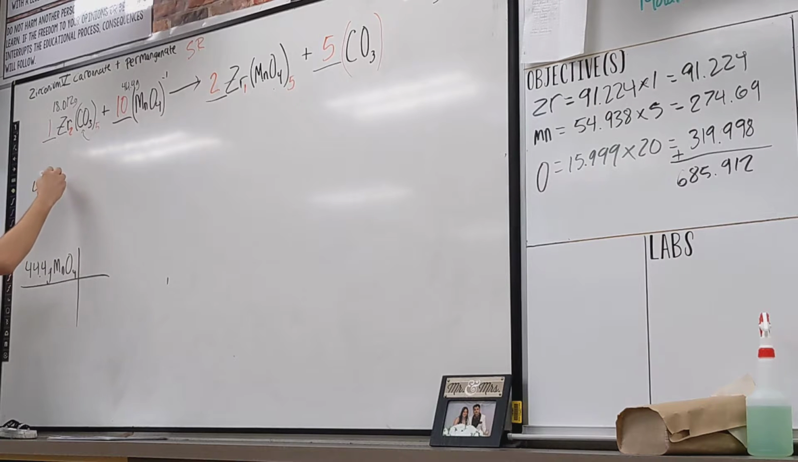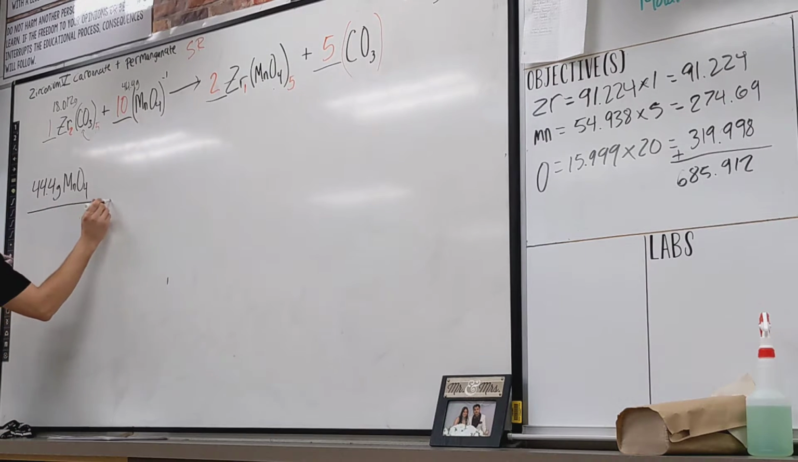44.4 grams of MnO4. All right, so we got 44.4 grams of MnO4. So every time you have something here, what do we put here on this corner? The same thing every single time: just the units of it. So grams of MnO4.